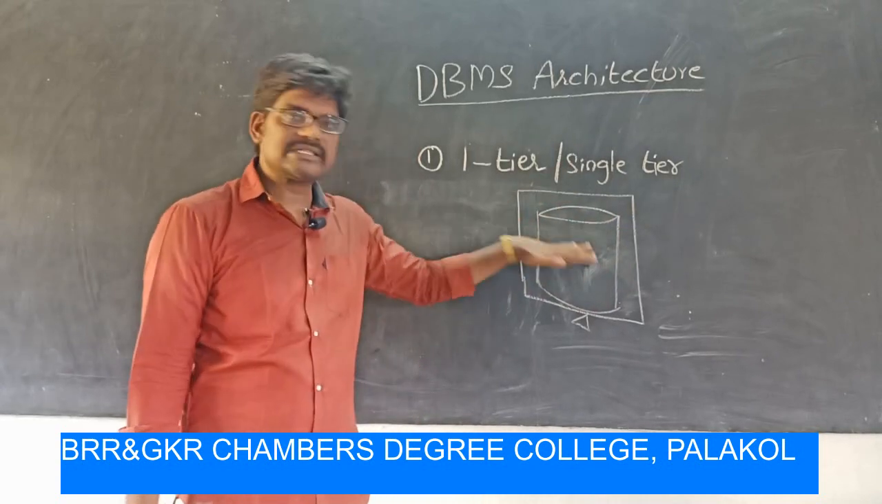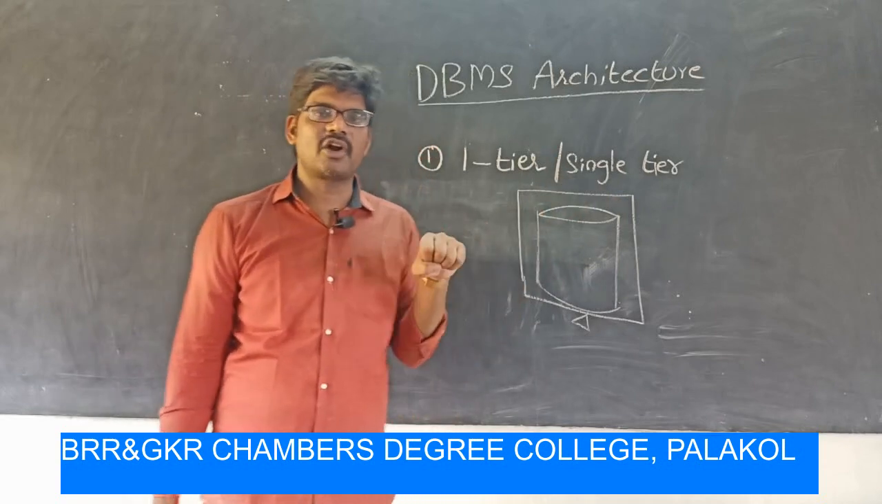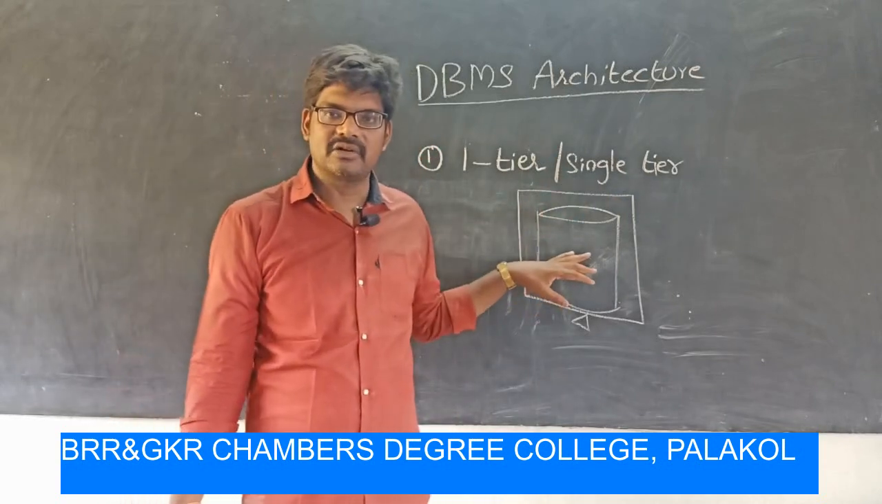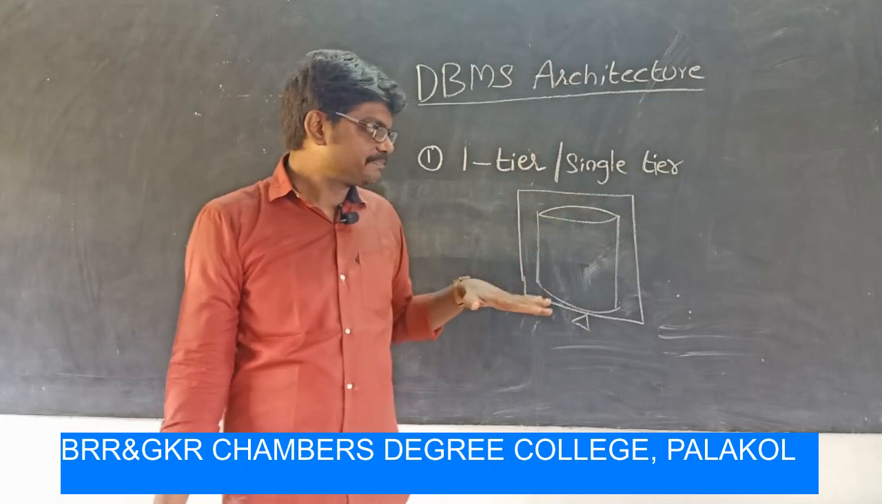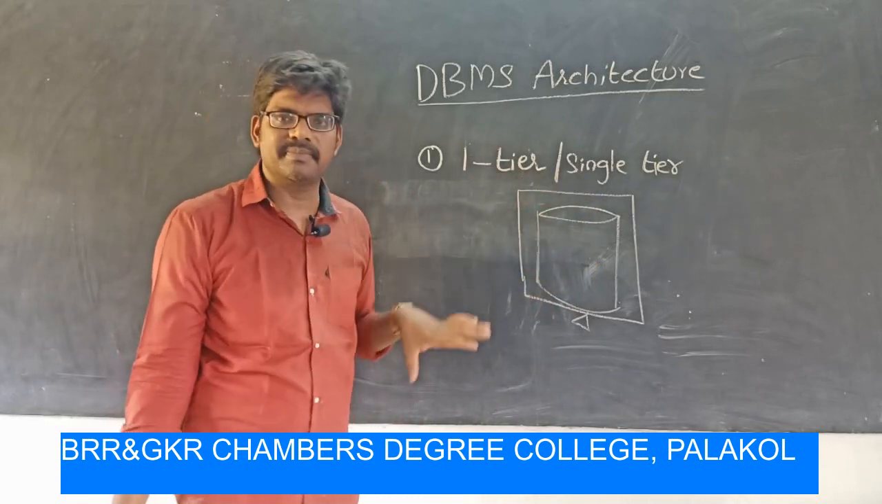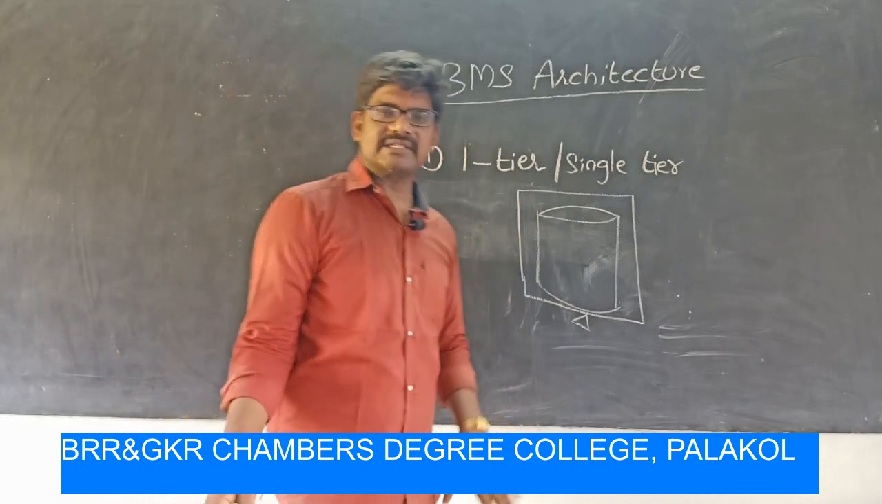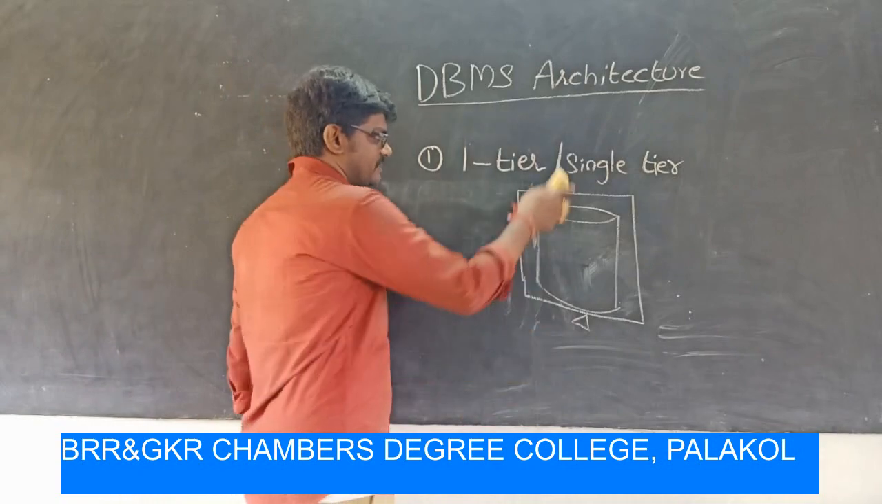These types of architectures are rarely used. It is not a commonly used architecture. So this is a single tier architecture or one tier architecture, the very simplest architecture. The next one is two tier architecture.